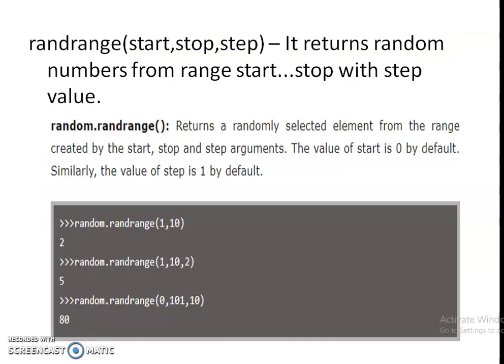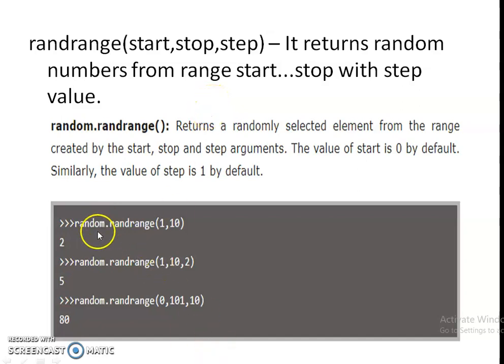Clear? Then third one, randrange. Okay, it has three arguments, start, stop and step. Clear? It returns random numbers from range start to stop with step value. Okay, and the value of start is 0 by default. Similarly, the value of step is 1 by default. Clear? By default, the start value is 0 and also the step value is 1.